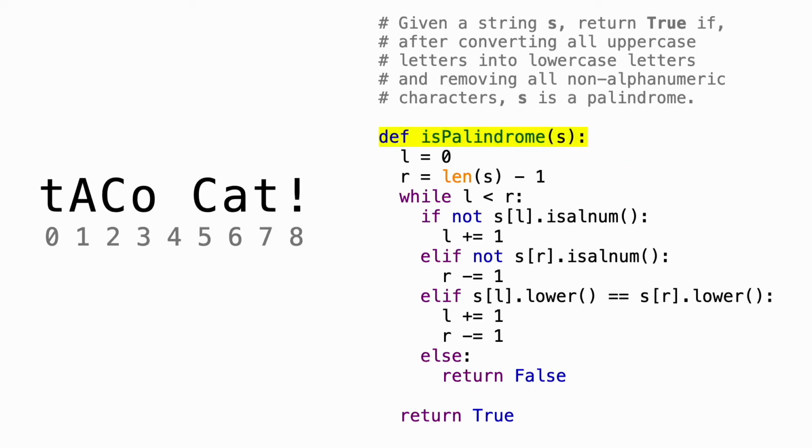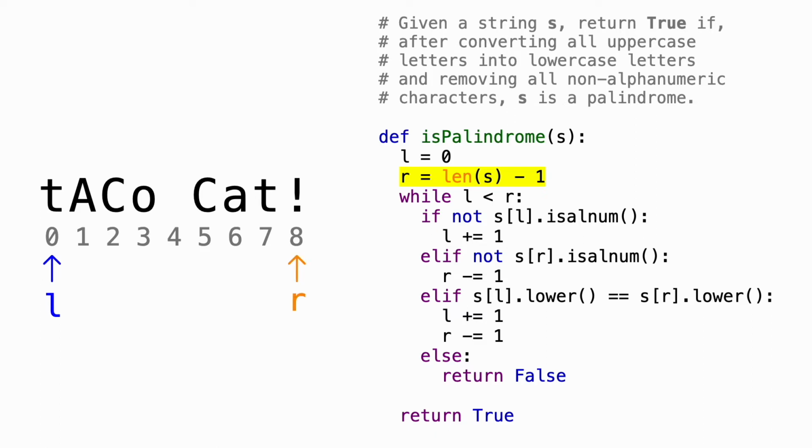Let's say that s, the string, is "Taco cat!", with mixed case, a space between the two words, and an exclamation point at the end. I've also indicated the index of each character below it in gray. First, let's create two index variables at the beginning and end of the string. So L will start at 0, and R will be the length of s minus 1. So that's 9 minus 1, which equals 8.